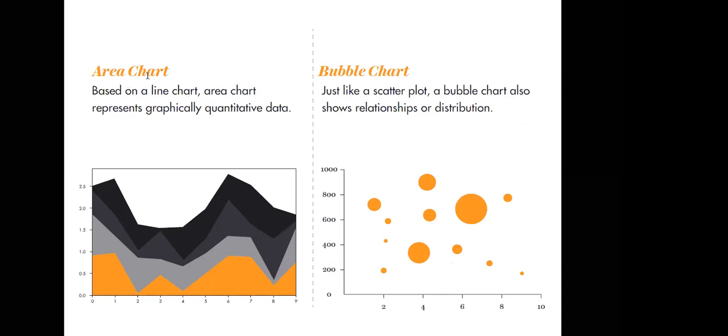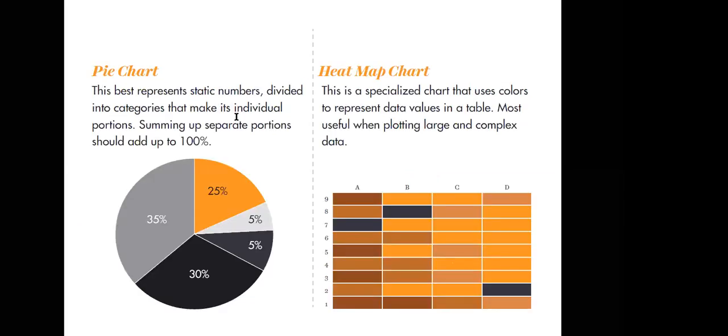We do have the area chart. It is also based on a line chart and represents graphical quantitative data. Then the bubble chart shows relationships or distributions, also same as the scatter plot, which we did not share here, but we shared in our discussion earlier on WhatsApp. I will just go through this really fast. We have the pie chart, I think one of the most common ones, commonly used.